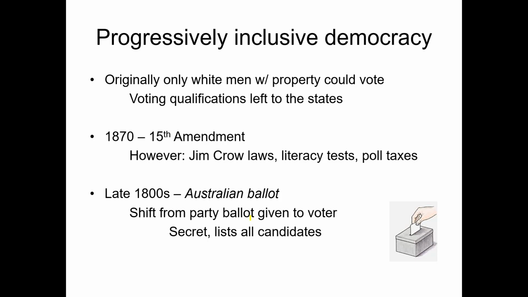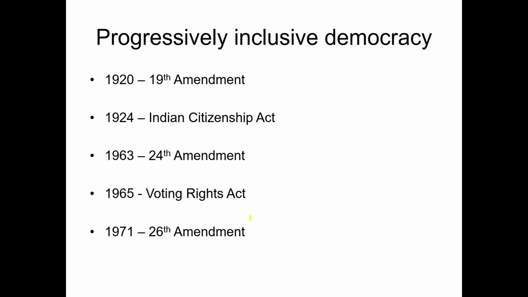And around this time, they shifted to the ballot where all the parties' candidates are listed on one ballot. So it's secret, and all the candidates are listed on one ballot, so it makes the voting act a little bit more private, and it took a little bit of the control of the parties out of the election process.